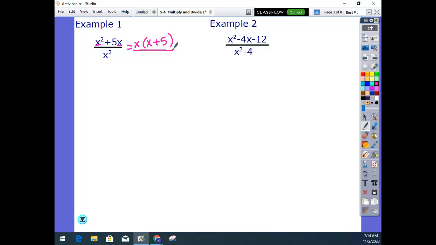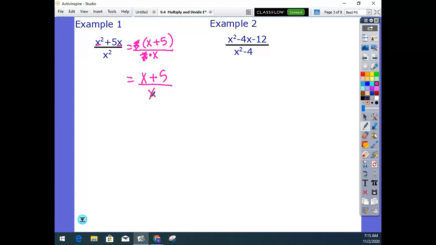Now we have X squared. Break it into factors, X times X. The whole goal, we want everything to be multiplied. So then any common factor can be simplified. And what you are left with is simplified form.